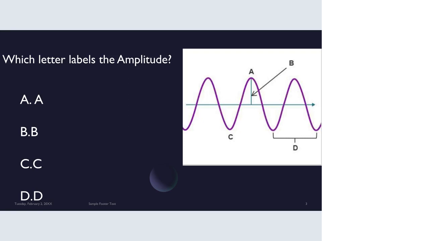All right, what letter is amplitude? A, B, C, or D? Amplitude. What letter labels the amplitude? A, B, C, or D. So I've got 7 people.